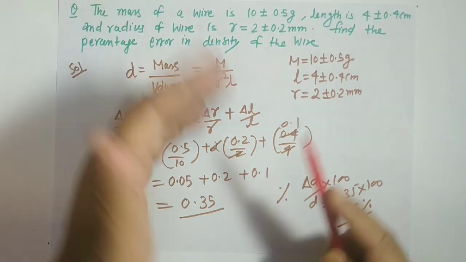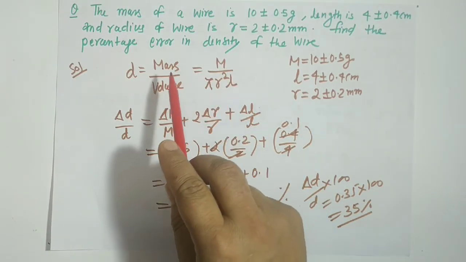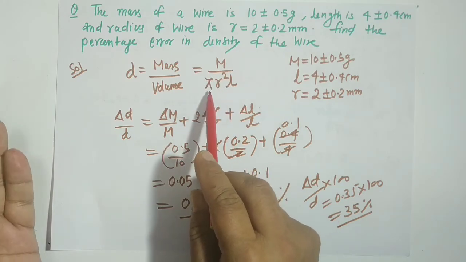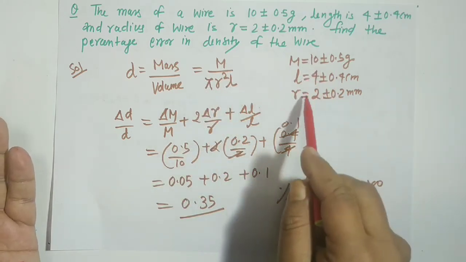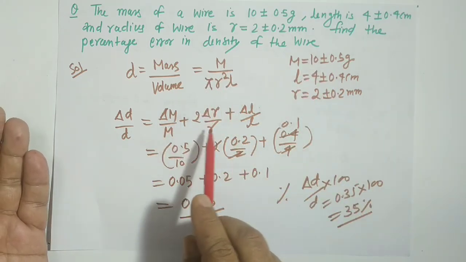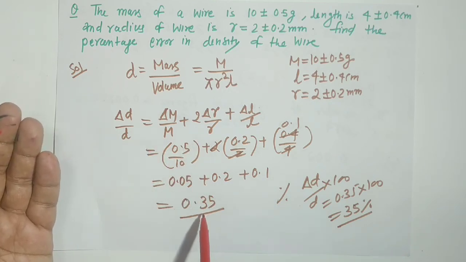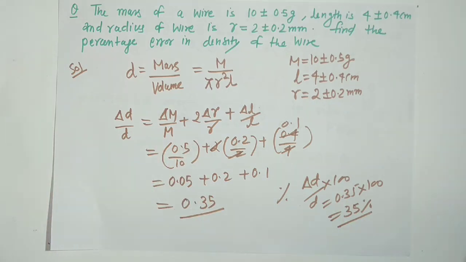Very easy. You have the formula for the density, mass per unit volume. A wire is a form of a cylinder, pi r squared L. Pi has no dimension, it is a constant. Then you write it in the form of relative error, and then you calculate it. You get 0.35, and then you multiply it by 100 for the percentage. So these are the questions related with the dimensions, errors, and significant figures.